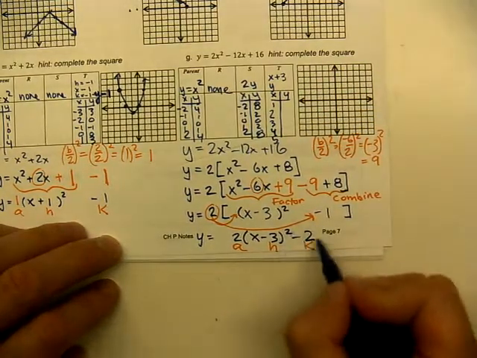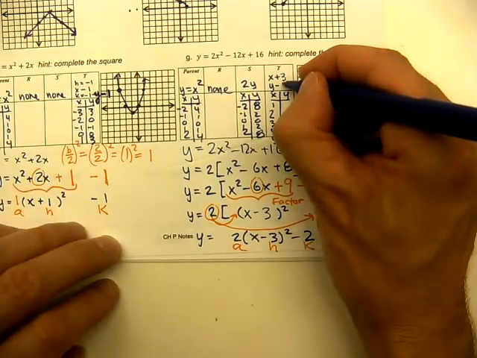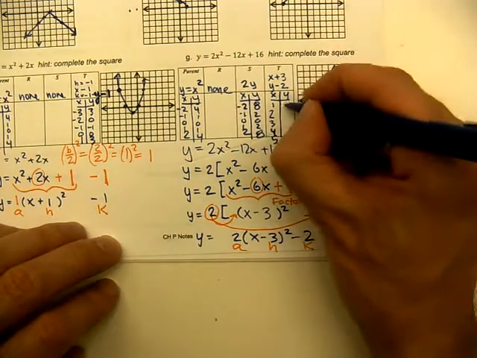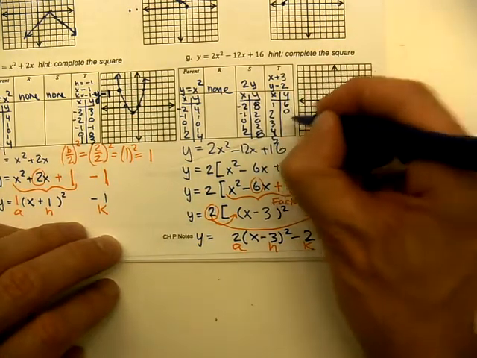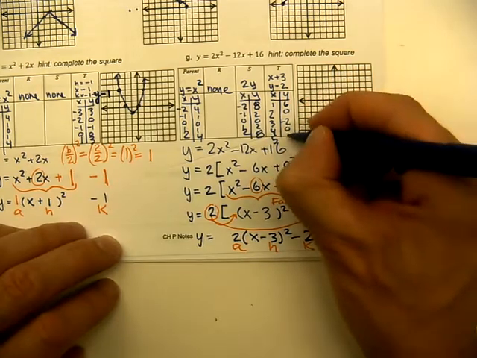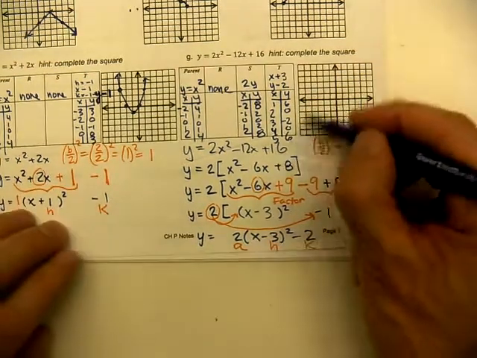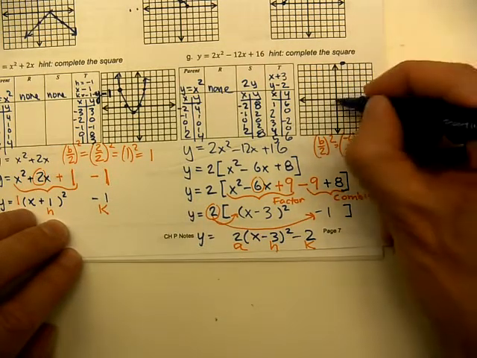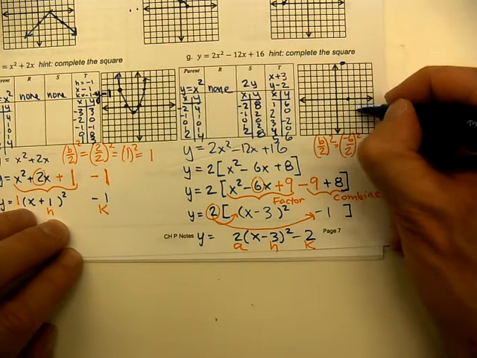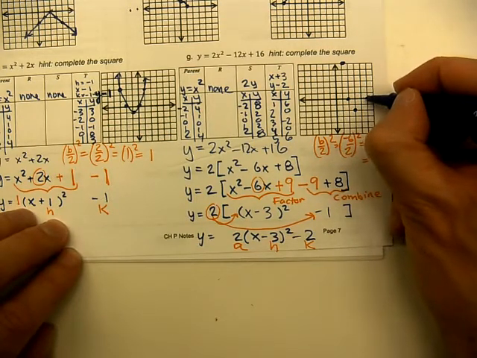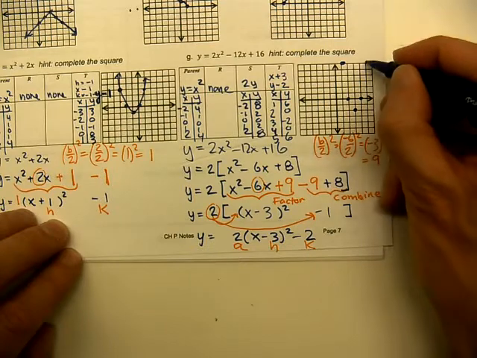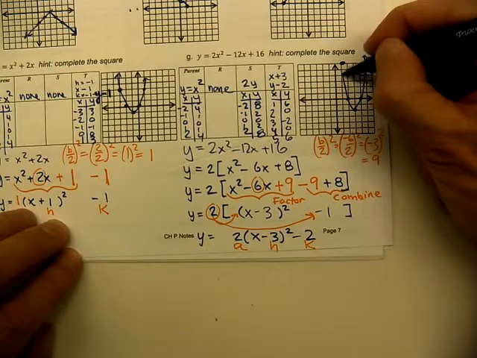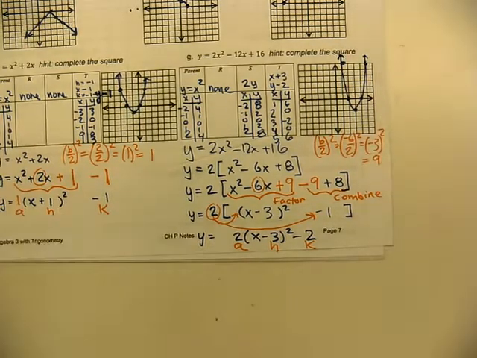And then the value of k is negative 2. We're shifting down 2. That means the y coordinates are decreasing by 2. So take the y coordinates from the previous column and subtract 2. So we get 6, 0, negative 2, 0, and back to 6. And that's what we'll plot. And there it is.